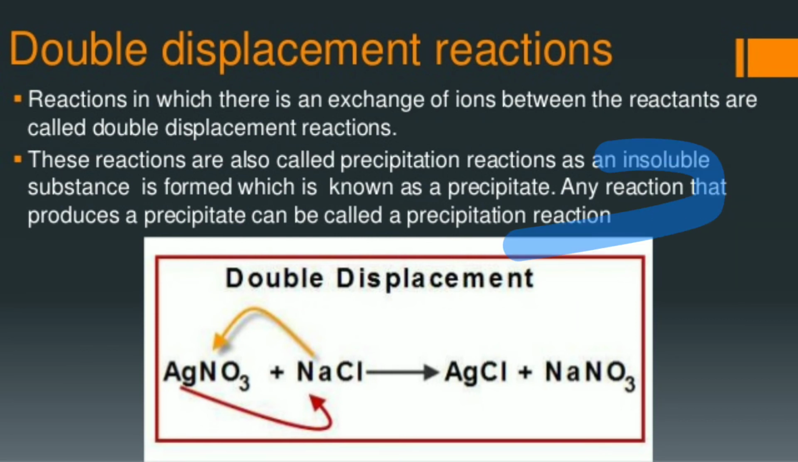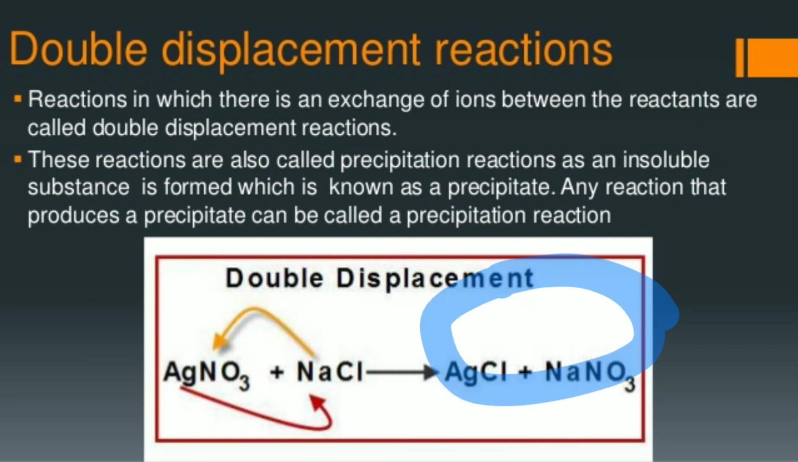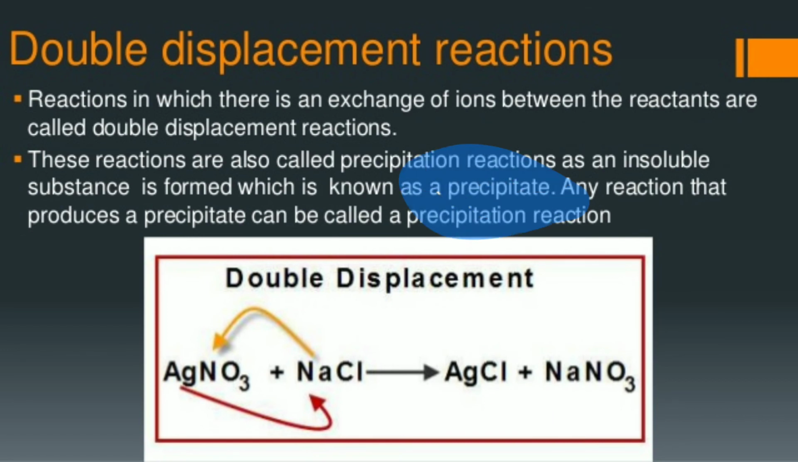paragraph. This is basically describing the precipitation. The precipitate is formed as an end product. These are solid substances which are insoluble. They are not soluble in any chemical or in water. That kind of substance is known as a precipitate. And the reaction which forms a precipitate is known as a precipitation reaction.